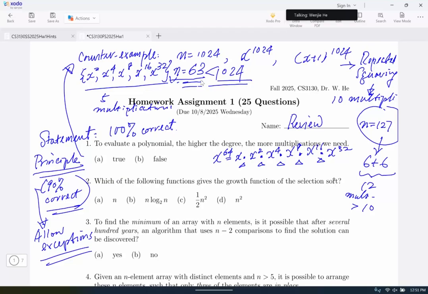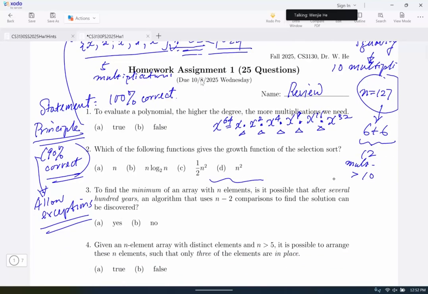So this is the biggest problem. For number 2, so many students pick C. We know for growth function, we need to drop the leading coefficient. 1/2 should be dropped for growth function. So many students pick that. I think this should be okay. Number 4, most of you got it.